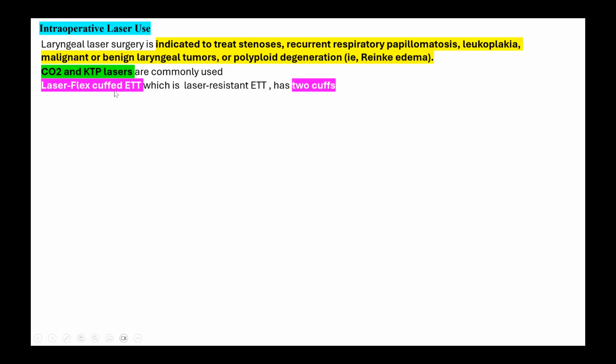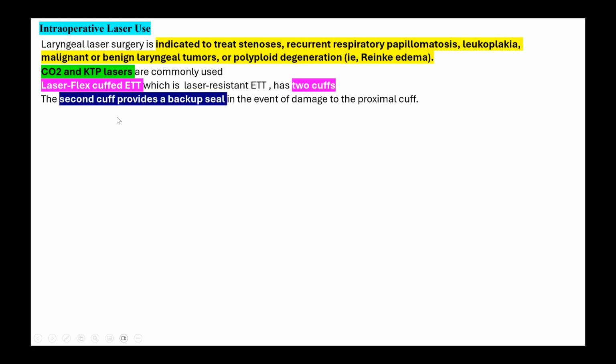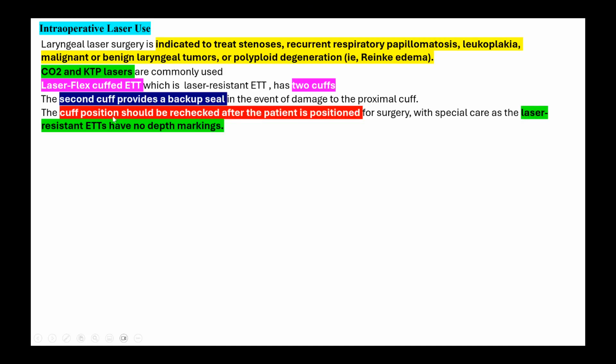You use a special laser flex cuffed endotracheal tube, which is laser resistant, and it usually has two cuffs. So in the exam, the specimens may show you this sort of tube and ask you to identify it. If you find two cuffs, it is one of the laser resistant tubes. And the second cuff provides a backup seal in the event of damage to the proximal cuff.